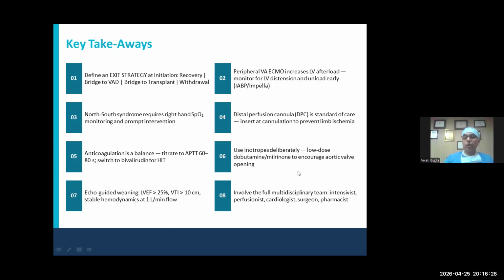Be very, very cautious because complications do happen, especially on ECMO, and you won't get time to manage those. So identify them early, and prevent complications rather than managing them once they happen.